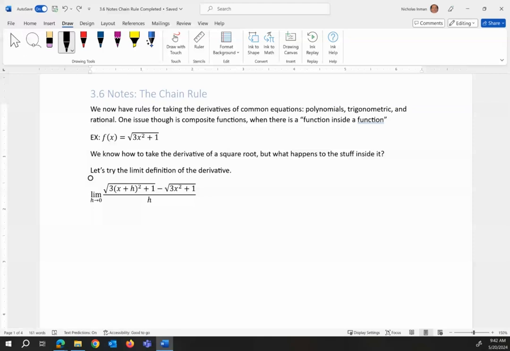Before we can do that, what we should do is the limit definition of this derivative. So let's do the limit as h approaches 0 of this thing. To do this limit, we should multiply by its conjugate. So we multiply by the square root of 3(x plus h) squared plus 1, we change this minus to a plus, and then the square root of 3x squared plus 1. And we do the same thing on the top and the bottom.